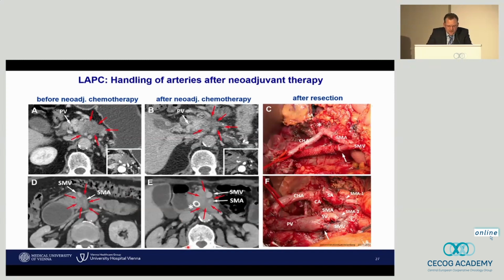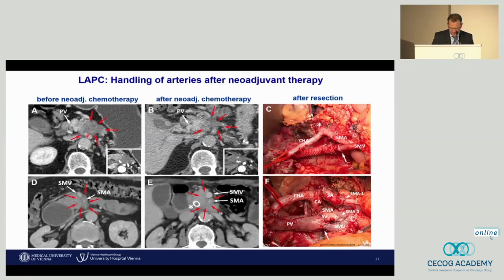If we take these patients to the OR, because resectability is difficult to assess after neoadjuvant therapy, we have to be ready to do arterial resections, which in pancreatic surgery is still a field that evolves, and only a few centers do this.